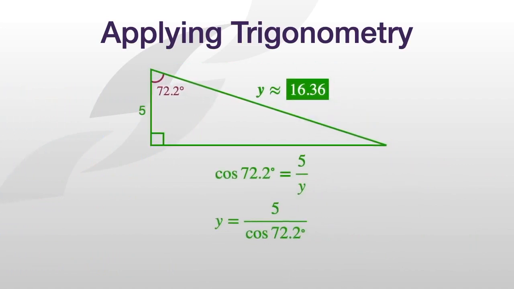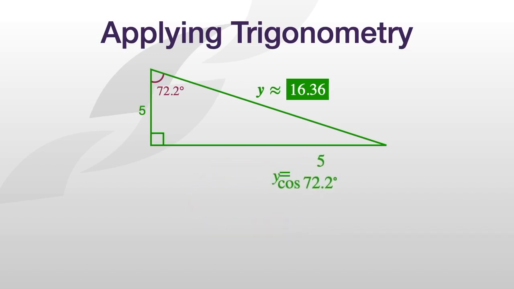Let's take another look at how we solve the second equation. If we compare these two statements, notice that the cosine of 72.2 degrees and y have switched places. This equation solving technique is helpful whenever our equation involves dividing by the variable.